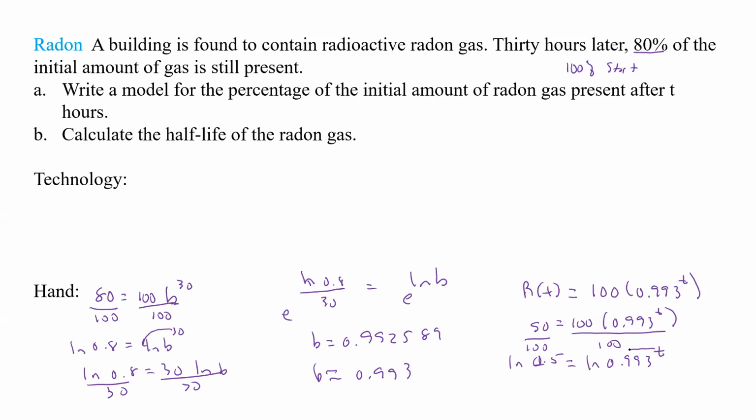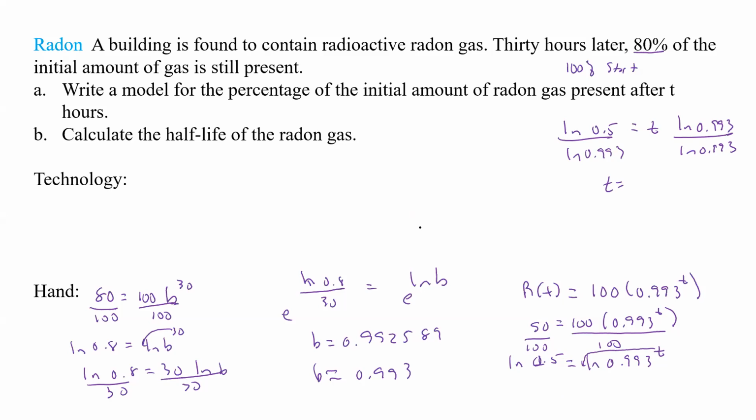And that T now, guess where it goes? It goes down in front. So now I'm going to go up here because I've run out of space. ln of 0.5 equals T times ln of 0.993. Divide by ln of 0.993. And so T equals, and again, I'll just plug that in my calculator: ln of 0.5 divided by ln of 0.993.